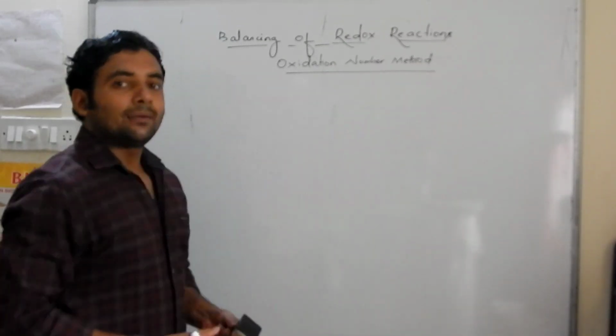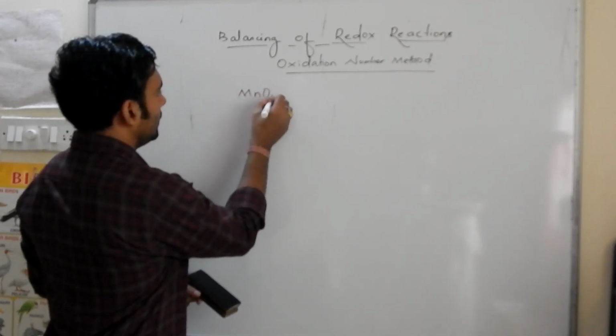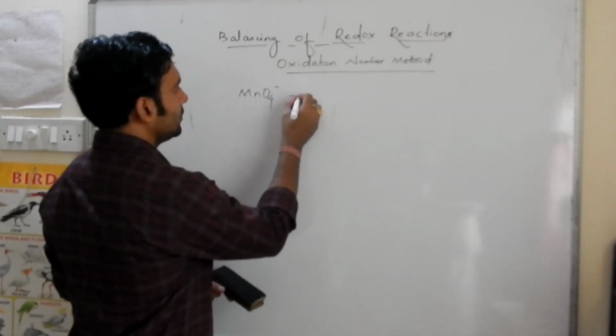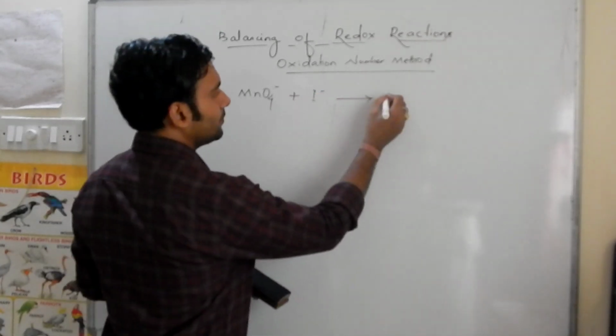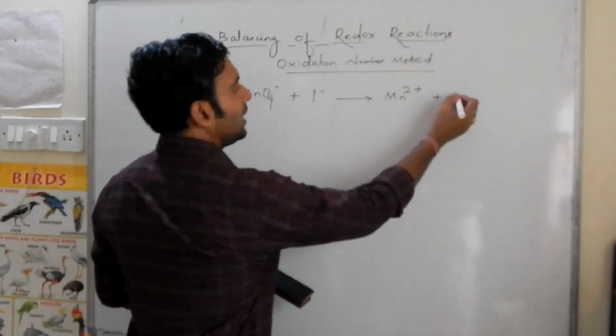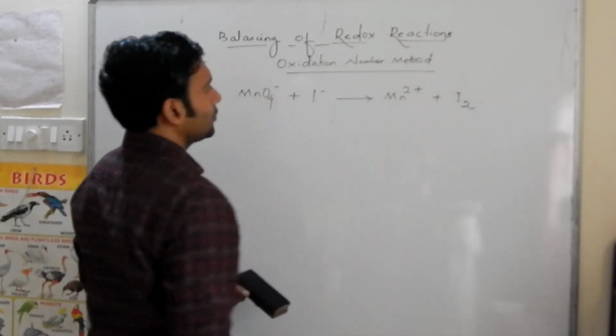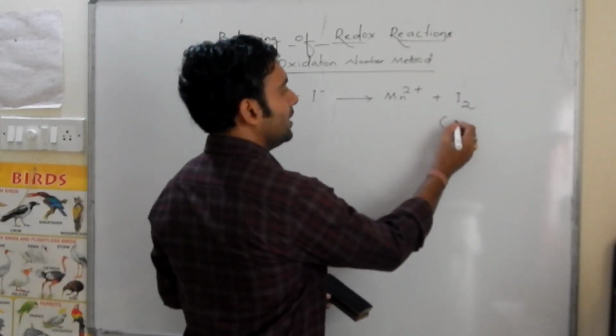Let us take one example. The permanganate ion, when it is treated with iodide ion, changes to Mn2+, manganese 2 plus, and iodine gas. So we have to balance this redox reaction in acidic medium.